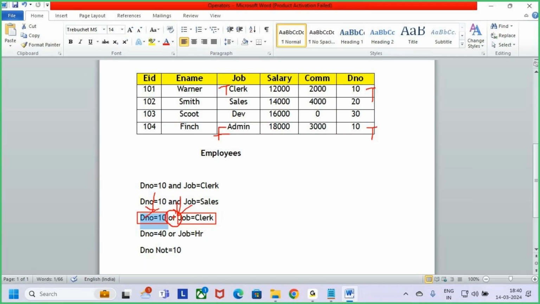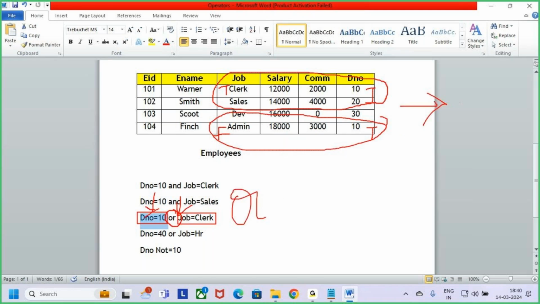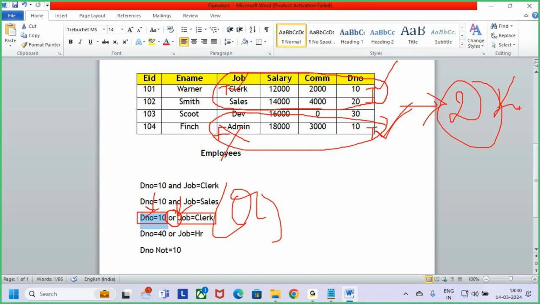Between these two conditions, the operator I'm using is OR. Here the first condition is true and the second condition is also true. Here the first condition is true, but the second condition is false. Now how many rows will we get in the output when I go with the OR operator? Yes, we'll get two rows in the output. Why? Because in the OR operator, if any one condition is true, we'll get the output. Here both conditions are true, so we'll get the output. Here one condition is true and one is false, but even though the second condition is false, we'll get the output, because the first condition is true. If any one condition is true, the output is true in the OR operator. So we'll get two rows in the output.